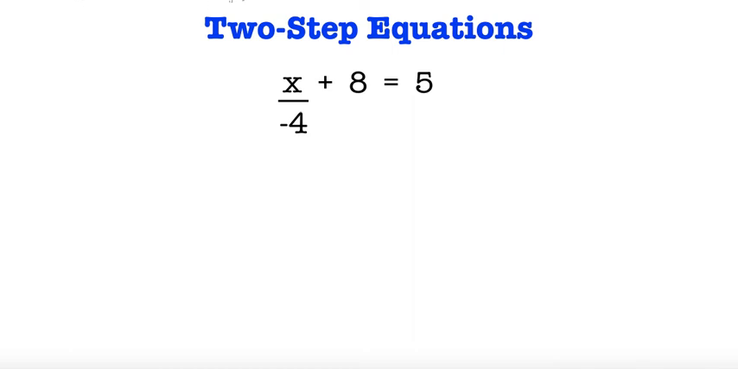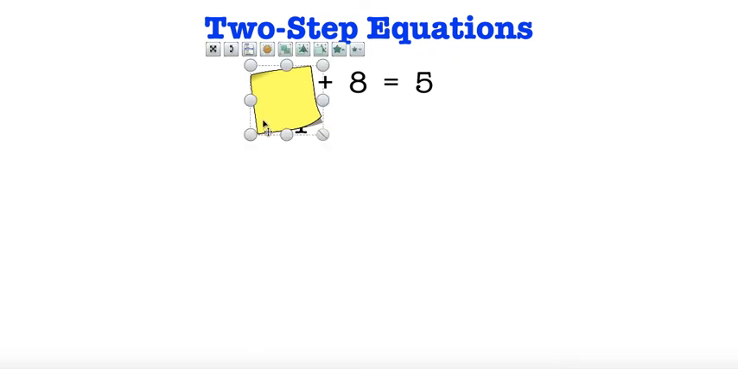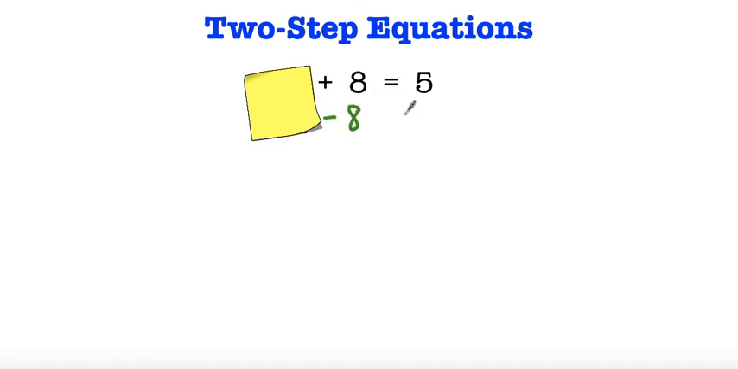So in this next problem, I have x divided by -4 plus 8 is equal to 5. So we're going to do the same thing we've been doing. We have x divided by -4, so we're just going to cover it up. Plus 8 is equal to 5. So in order to cancel out or get rid of this plus 8, we're going to subtract by 8 on both sides.